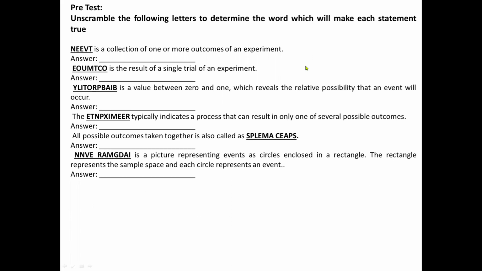Blank is a picture representing events as circles enclosed in a rectangle. The rectangle represents the sample space and its circle represents an event. Yung mga circle dito, ito yung mga subsets, no? Yung rectangle, ito yung universal set natin sa sets. So sa ating subject ngayon, ang tawag sa rectangle, it represents a sample space while yung mga bilog naman represents an event. So ano ang tawag dito? So magtatawag ako ng pangalan, Jopper Gasal. Venn diagram. Okay, Venn diagram is exactly correct.